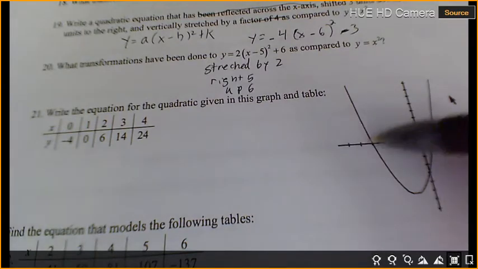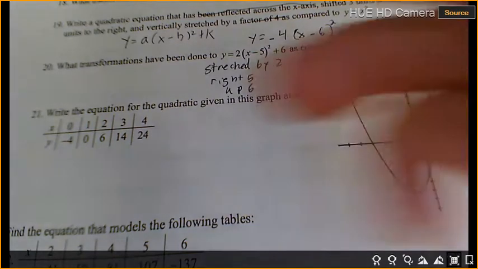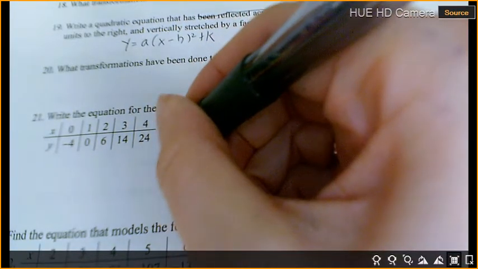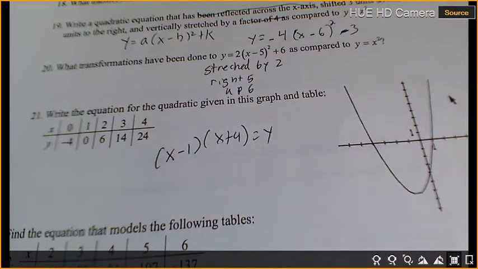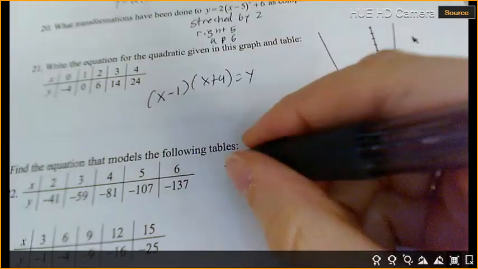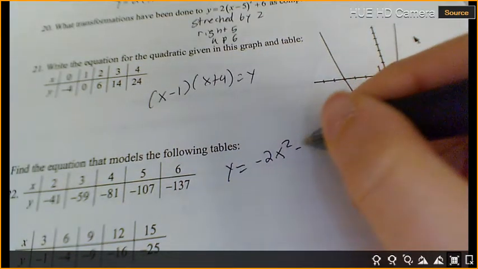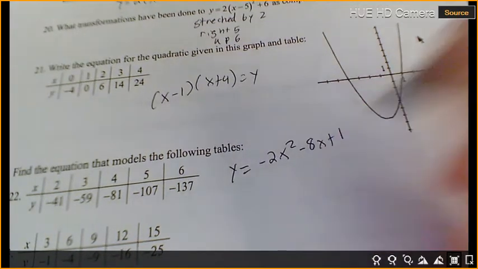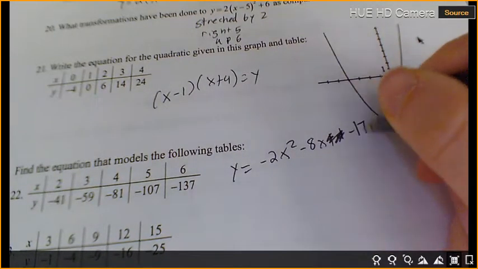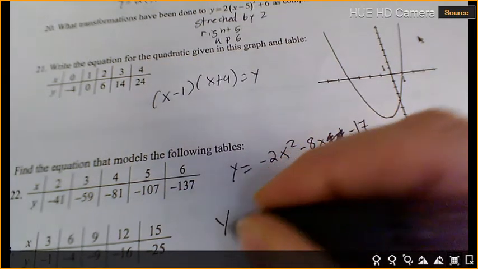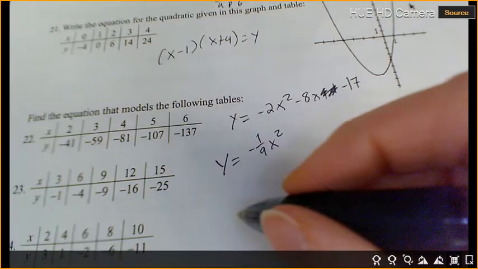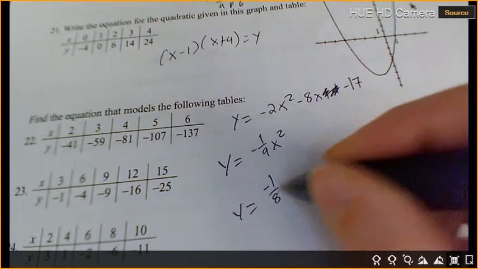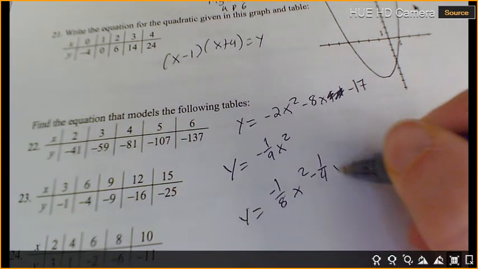21, I did by using the graph instead of the table. And that was x minus 1 times x plus 4 equals y. Okay? Then 22 gives us y equals negative 2x squared minus 8x minus 17, excuse me. 23, we get y equals negative 1/9 x squared. And 24, we get y equals negative 1/8 x squared minus 1/4 x plus 4.